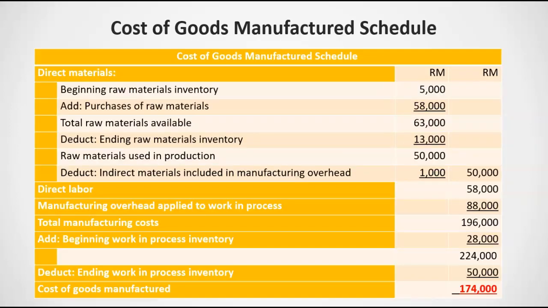So here we have the cost of goods manufactured schedule. Do take note of the items in the cost of goods manufactured schedule. You have direct material, direct labor, and manufacturing overhead applied. You have the total manufacturing cost. At the end of the day, you would know the cost of goods manufactured.